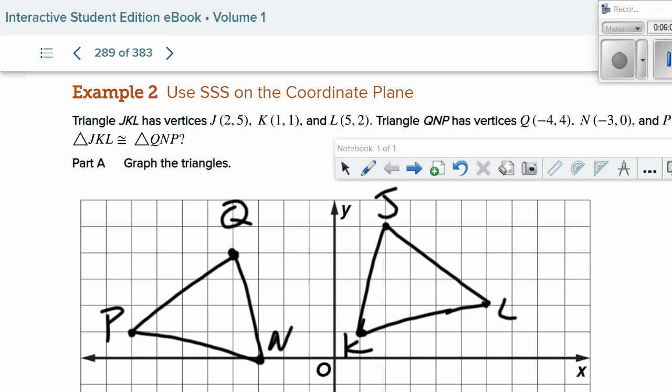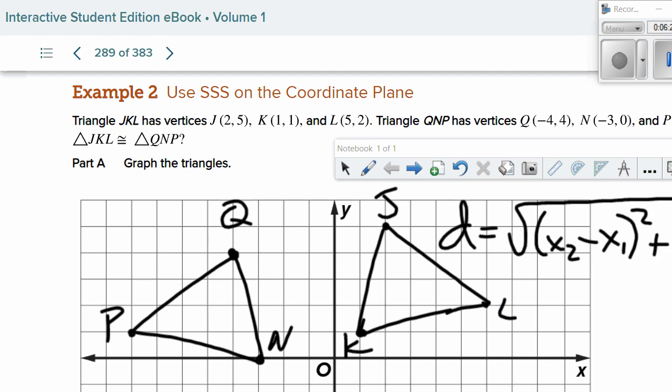Okay, they want me to prove these two triangles are congruent. Now, the only way I know right now is to show all the angles are equal and then all the sides are equal, or we just learned, hey, I just need the sides. So in this particular case, I would have to do the distance formula. I'd have to find the length of all the sides of each triangle and see what the corresponding ones were and see if they're the same.